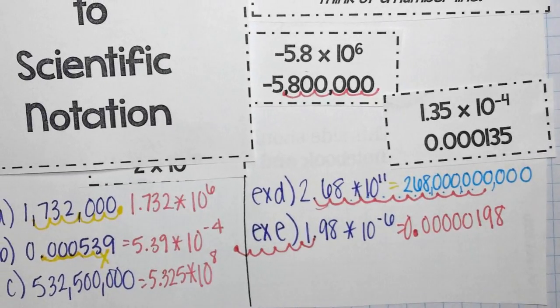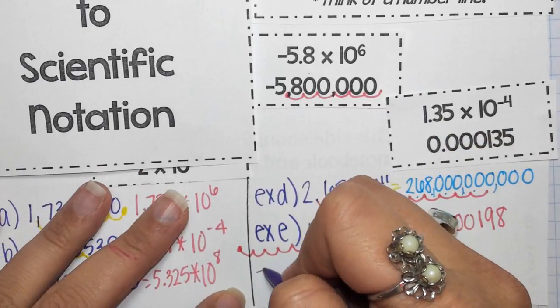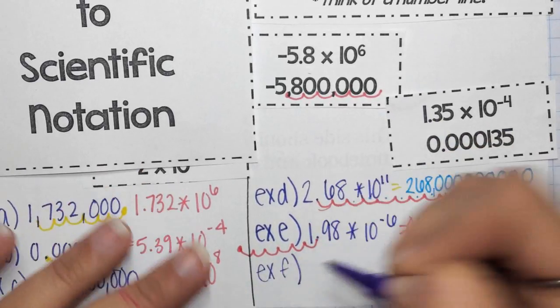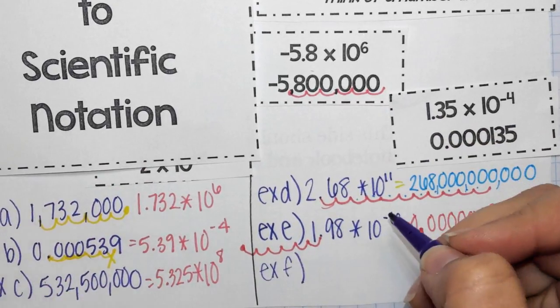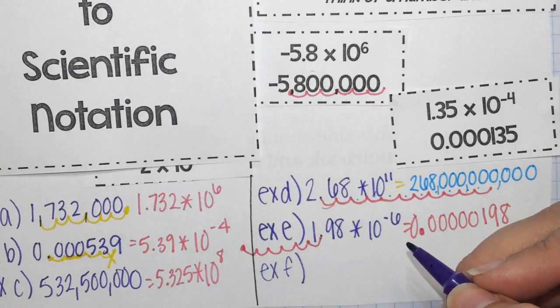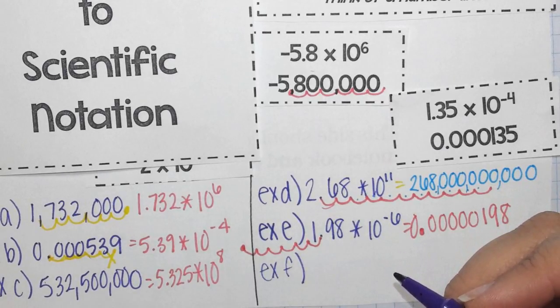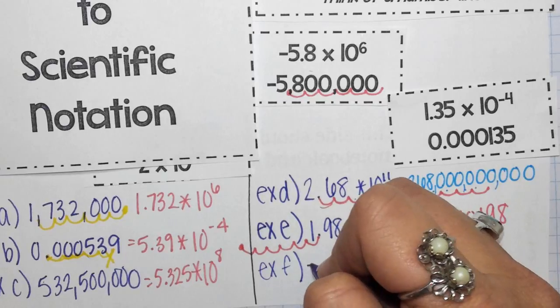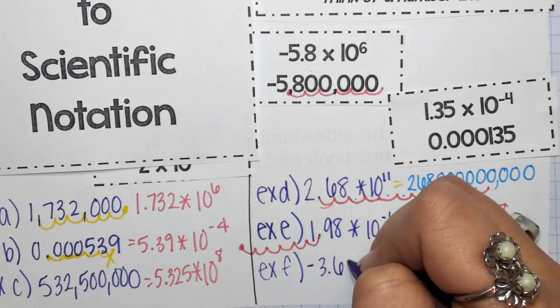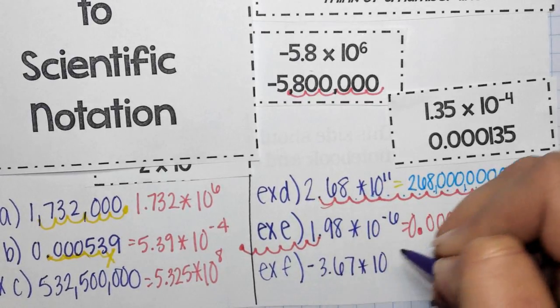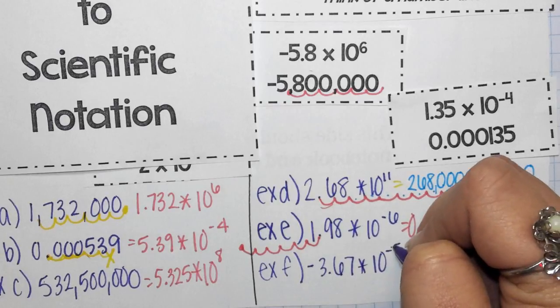Alright, last one by yourself. You've already said one more like 5 times. So one more. Alright, negative 3.67 times 10 to the negative 5th power.